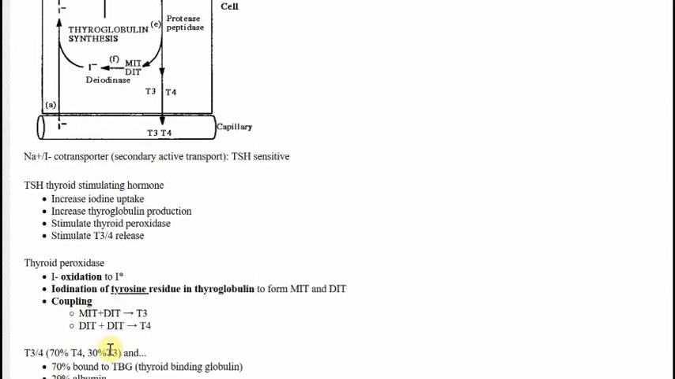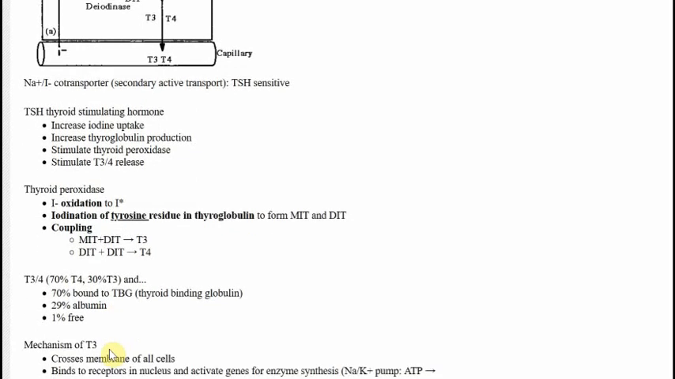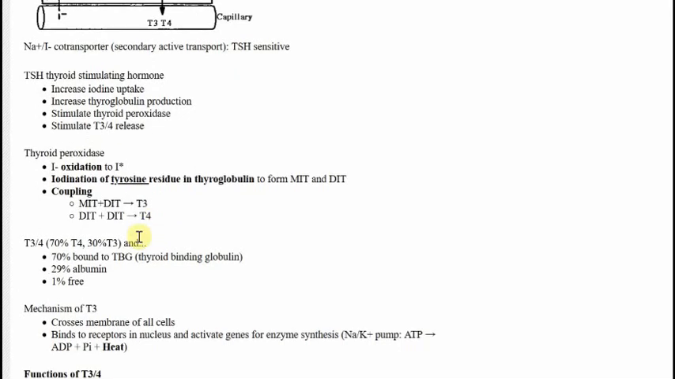Right. So, as we said before, the major thyroid hormone that's produced is T4, but the active one is actually T3. The deiodinase enzyme takes out an iodine from T4 to form T3 to make it active.